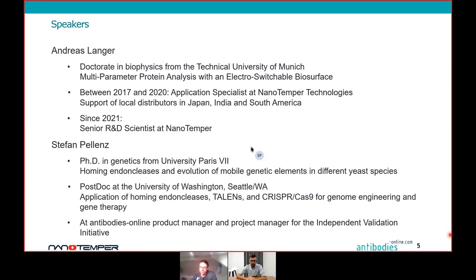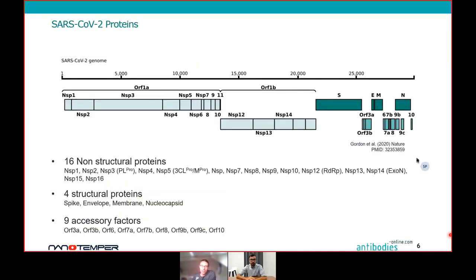So after these initial words, this brings us to the main topic of today's presentation: SARS-CoV-2 proteins.